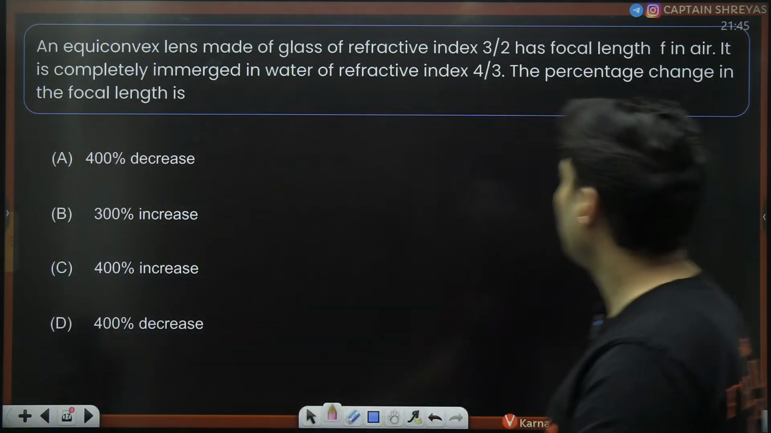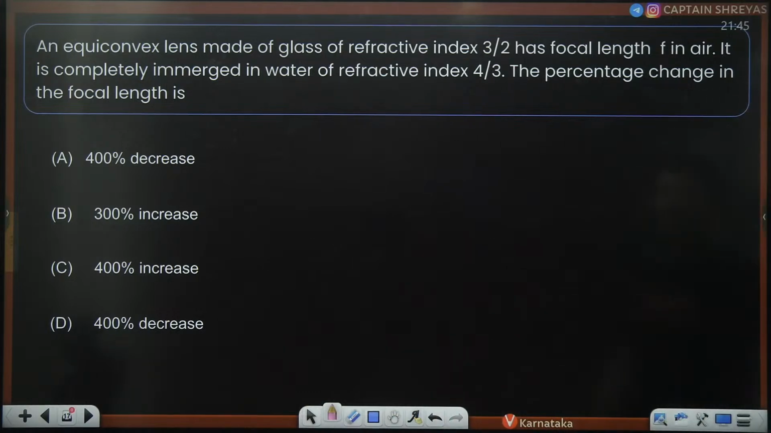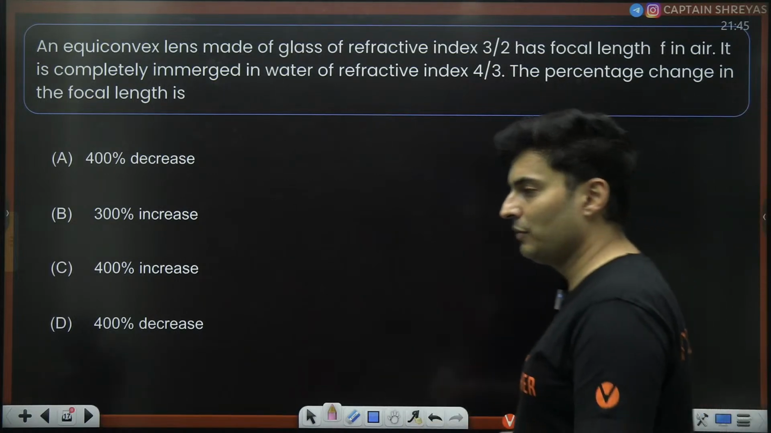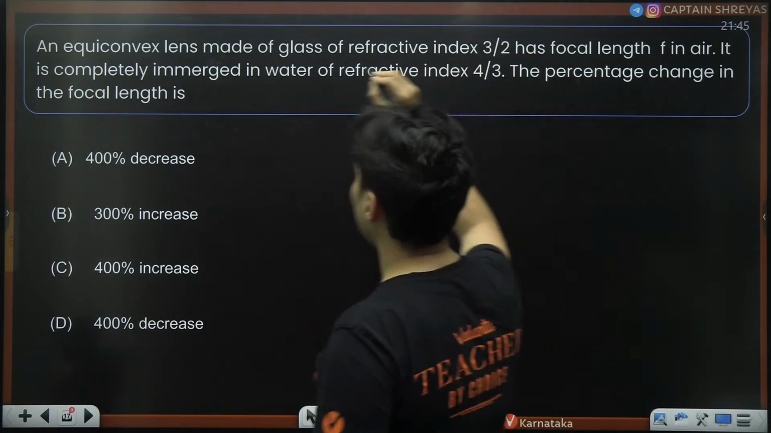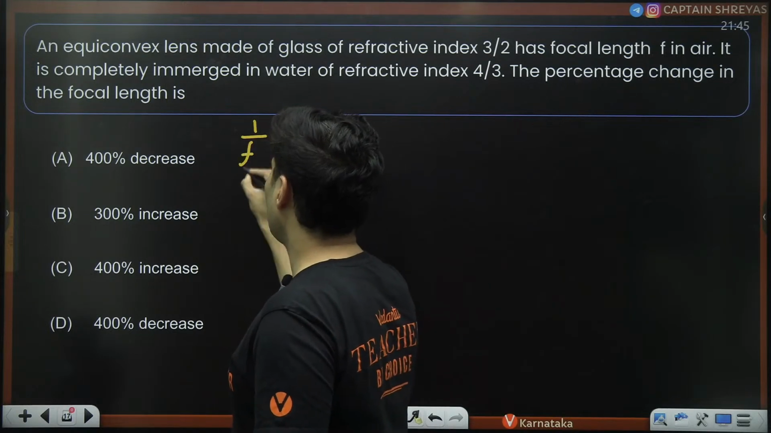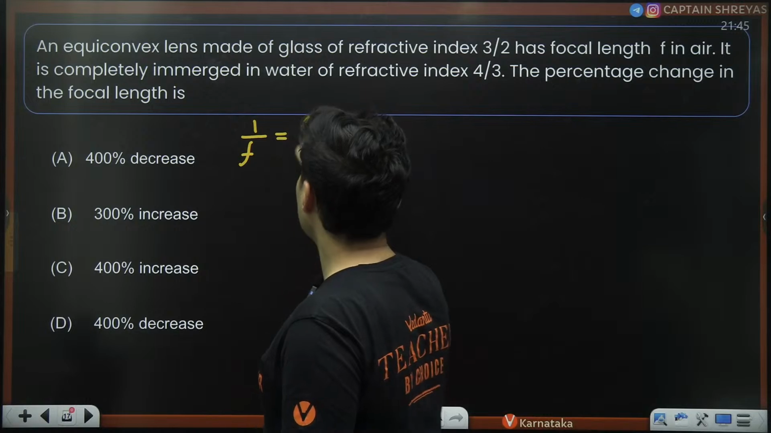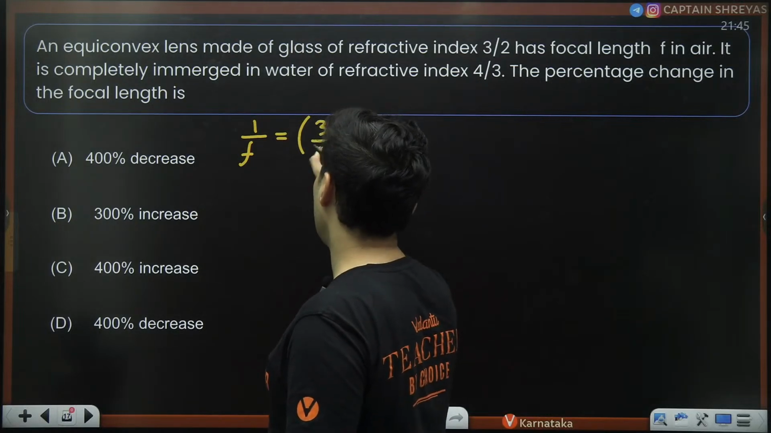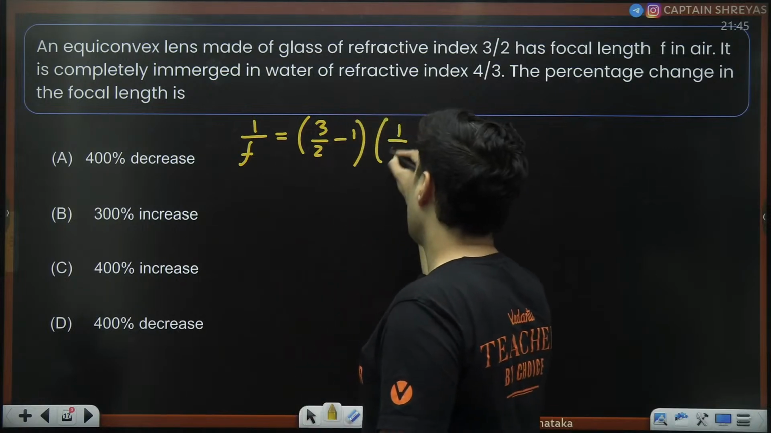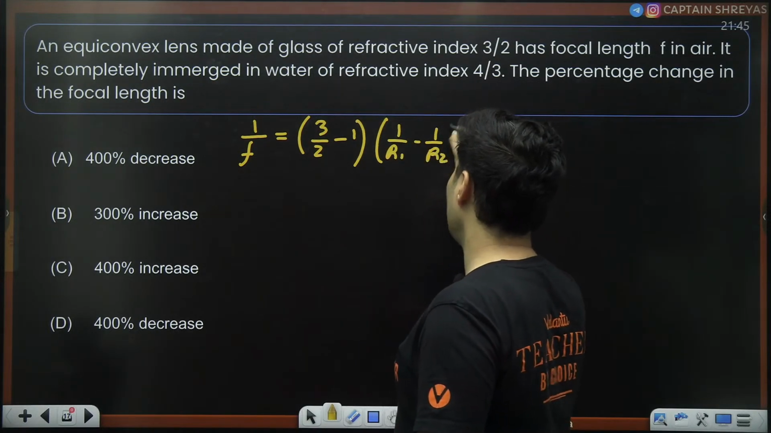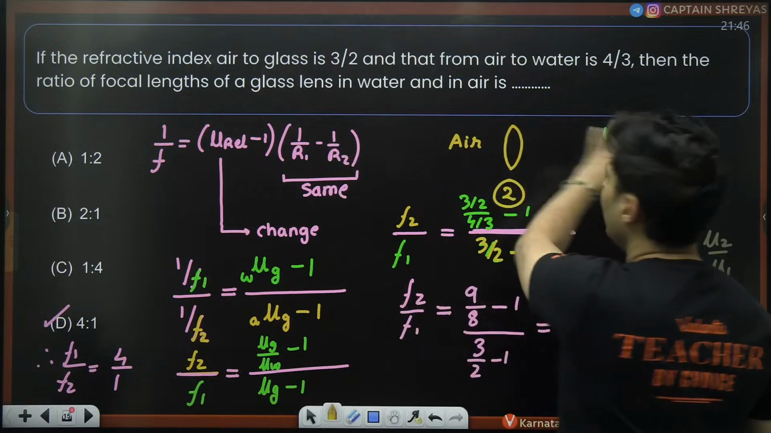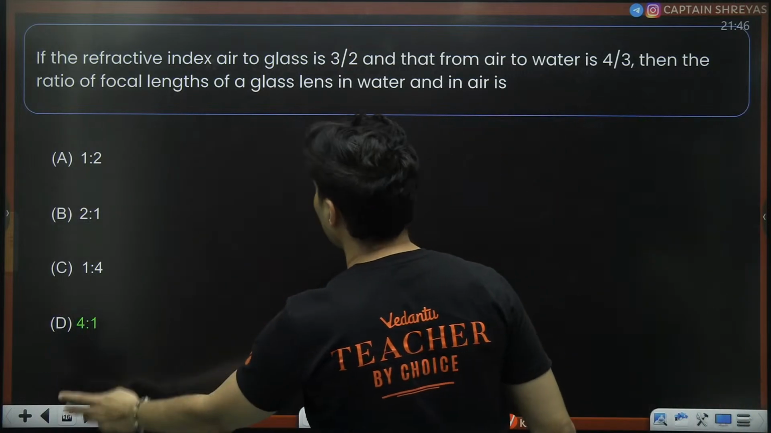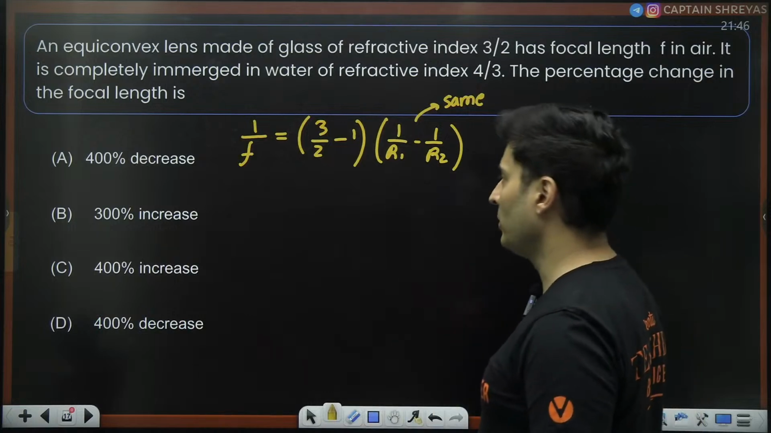An equiconvex lens is made of some refractive index, with focal length f in air. If it is submerged in water of some refractive index, what is the change in the focal length? Okay, let's try to understand it. A lens made of glass has a focal length of f in air. The refractive index of glass is 3 by 2. There will be some R1 and R2. I will not touch it because it will anyways remain the same, just like in the previous example. No matter where you immerse it, this will not change. So I'm only worried mainly about this particular term.